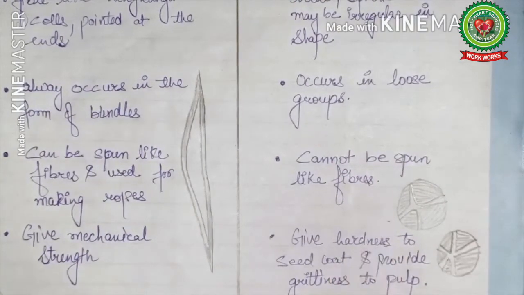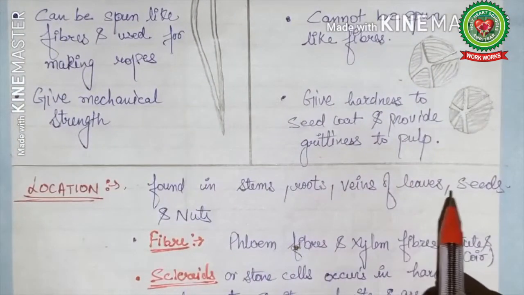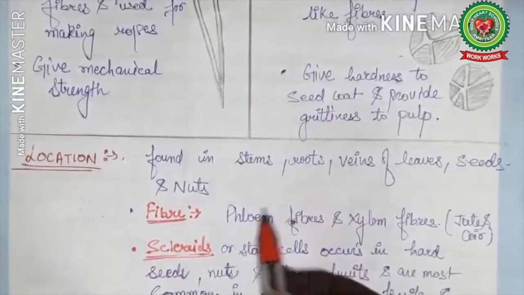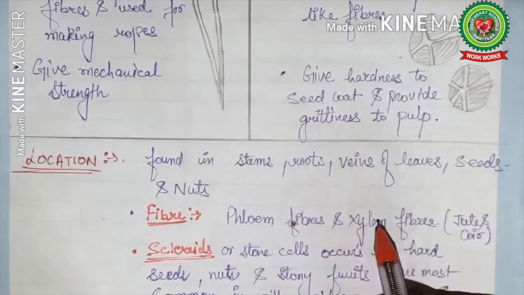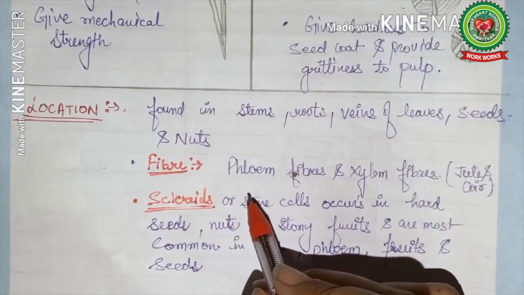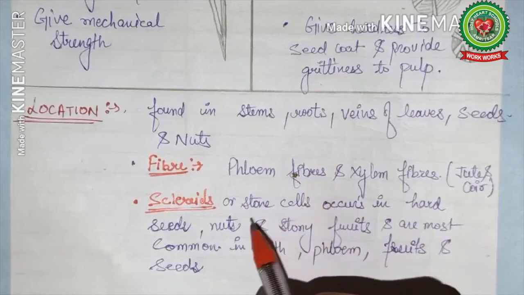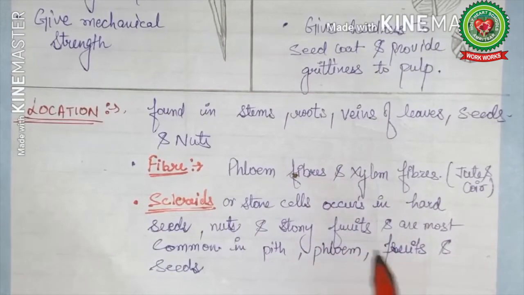Now if we talk about the location, they are found in the stems, roots, veins of leaves, seeds and nuts. Fibers are present as phloem fiber or xylem fiber. Sclereids are also called stone cells as they are broad in shape, occur in hard seeds, nuts, stony fruits and are most common in the pith, phloem, fruit and seeds.